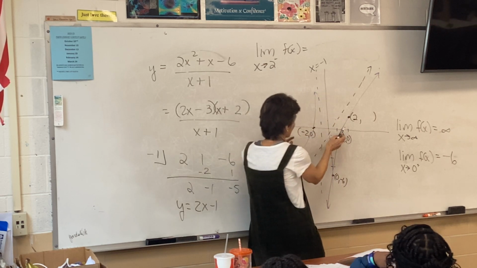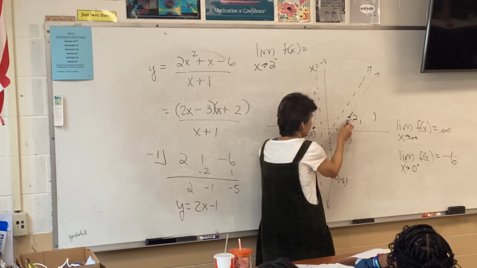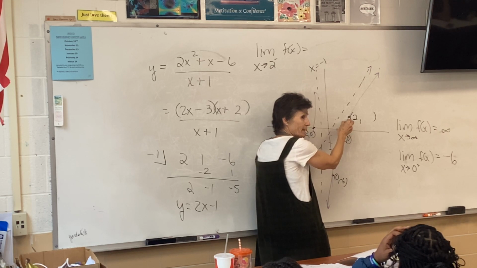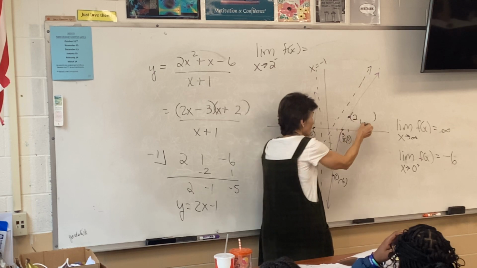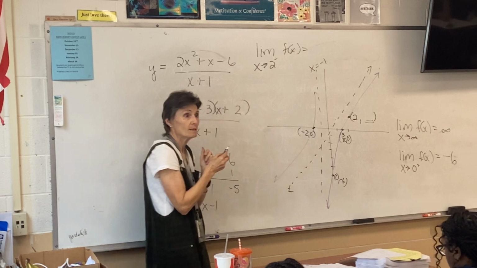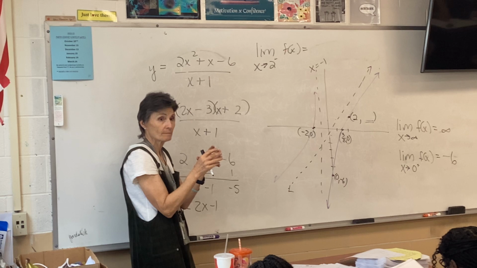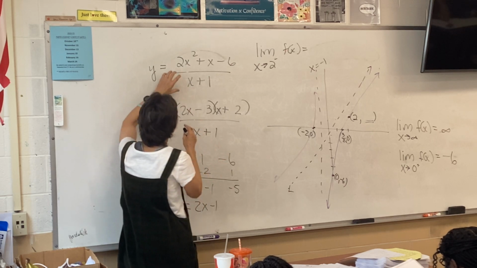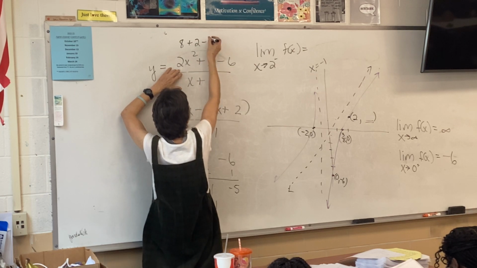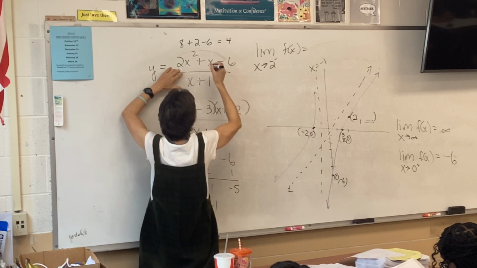And as I approach from the left side, so I'm coming up this way, what's my y going to be? I don't know, but can I figure it out? How would I figure out what that y is? Plug two into the equation? Isn't that how I would find the other half of that point? So I'm going to plug two into my equation. So I get 8 plus 2 minus 6, which is 4 over 3.